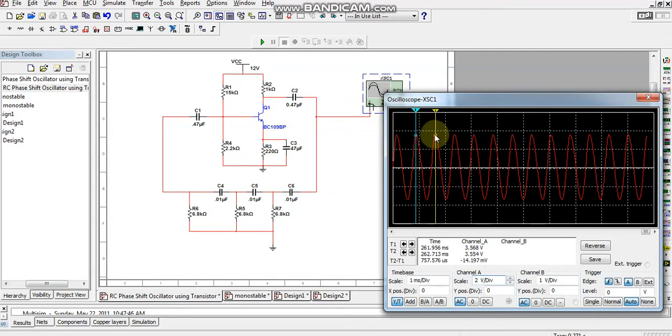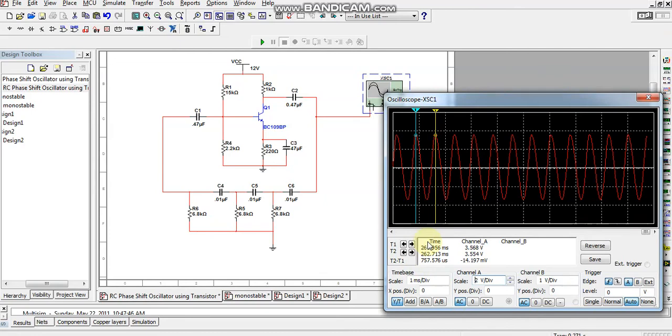This tip and this tip gives you T2 minus T1. This is your T2 and this is your T1. T2 minus T1 has 757.576 microseconds, and you can check it as 1 divided by 757.576 microseconds. That gives you roughly, 1 divided by 757.576. So it gives you 1.3 kilohertz.